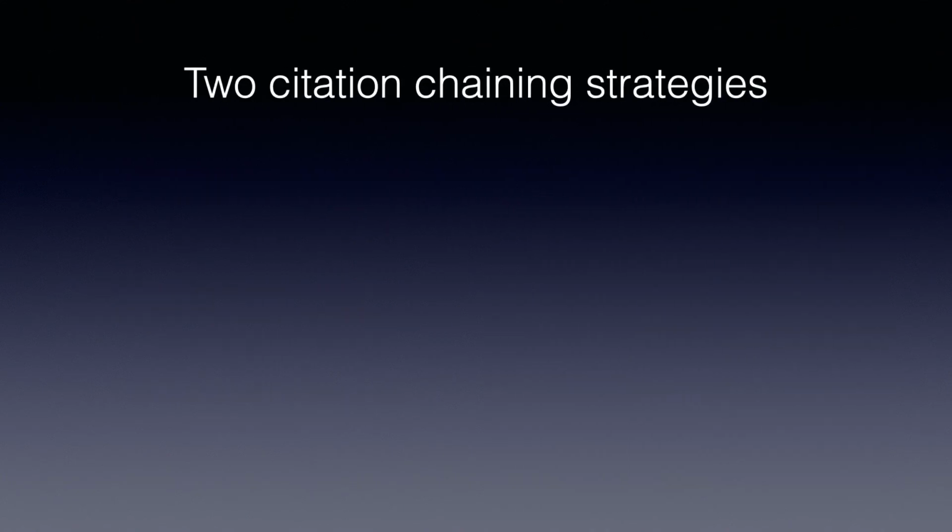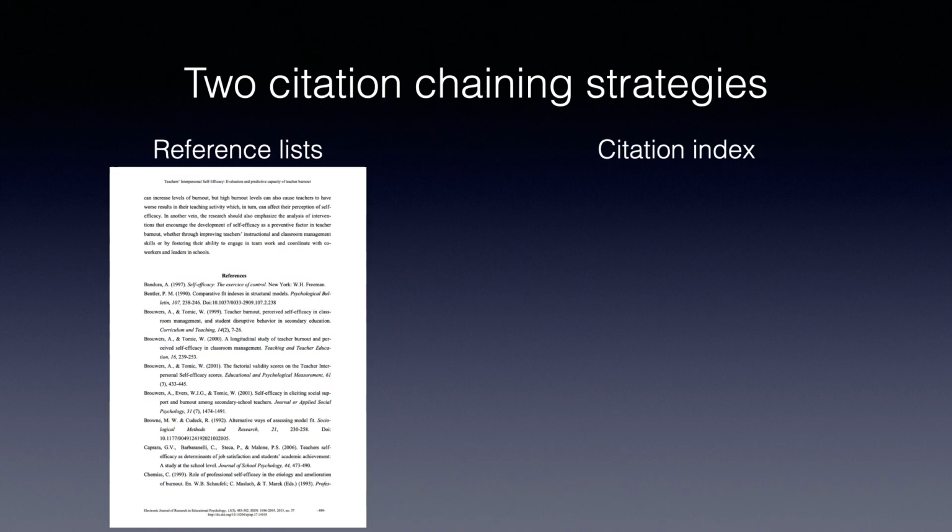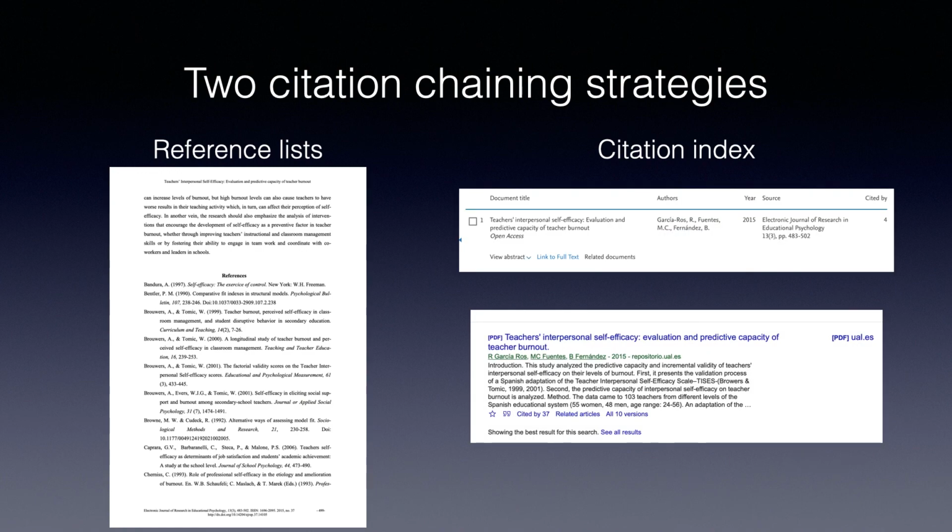So there's really two citation chaining strategies that you want to be familiar with. There is the reference list strategy and the citation index strategy. So we'll just take a look at a few examples. So the reference list strategy is probably something that you've seen before. If you have a paper that you've found in an academic database, or maybe it's print, you can always check out the references. So this is a way of doing citation chaining kind of back in time. We can find additional sources by looking at a paper and seeing what that paper has previously cited.